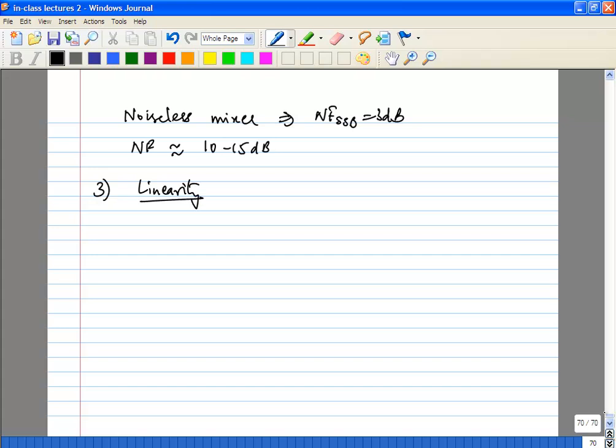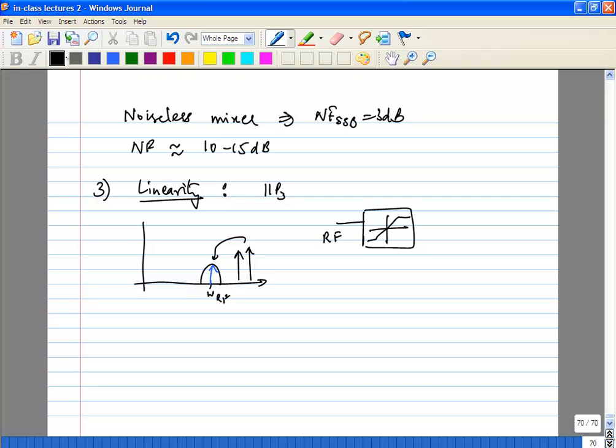Okay, let's look at linearity. Again, as before, you would characterize it as IIP3, or occasionally people also call it the output IP3, OIP3, but usually IIP3 is the standard metric. And why do you need this? Because we all know this, right? So you have a desired RF here, and you could have two signals coming in, and a typical mixer you could model as some kind of nonlinearity.